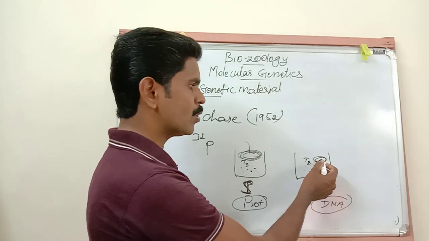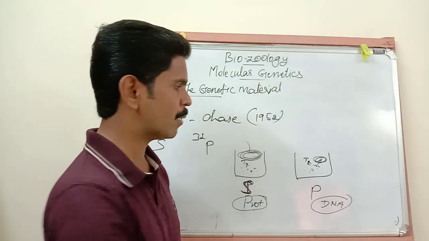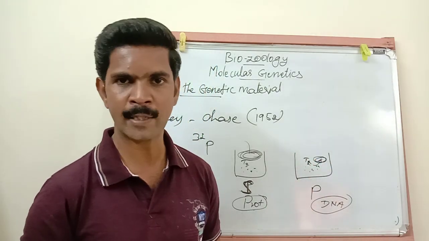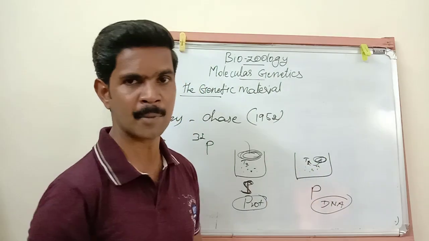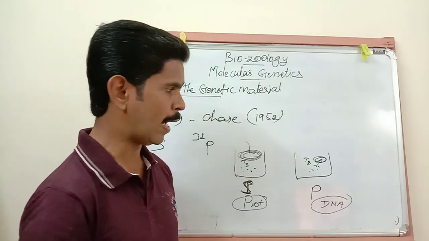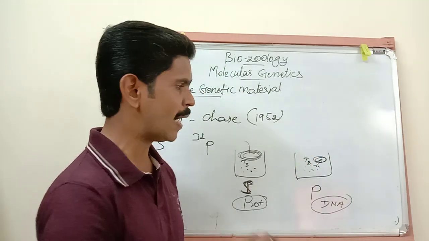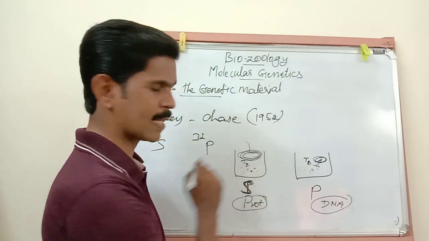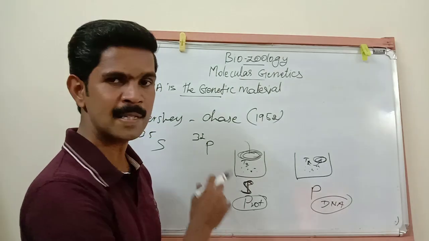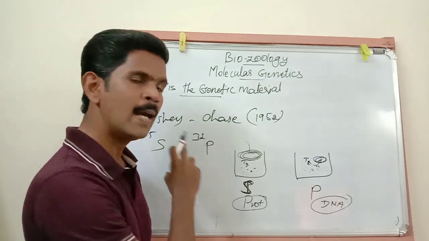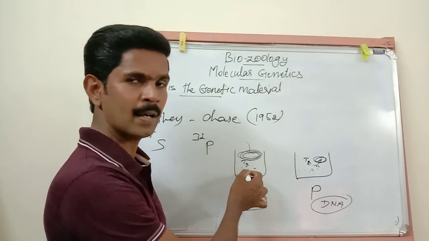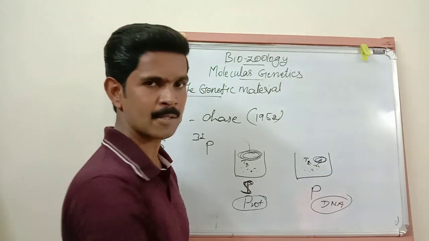They analyzed the progeny of this virus. The progeny of the virus present in the T2 bacteria, in the phosphorus containing culture medium, the maximum young ones, maximum progenies, carry the phosphorus, not sulfur. The young T2 bacteriophage viruses are not carrying sulfur, but they are carrying phosphorus only.